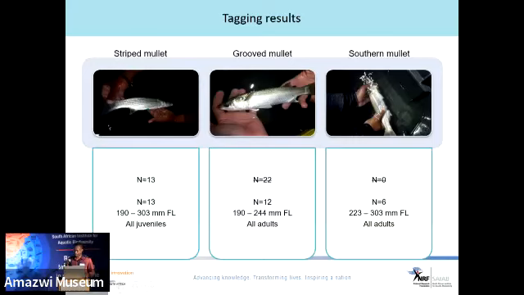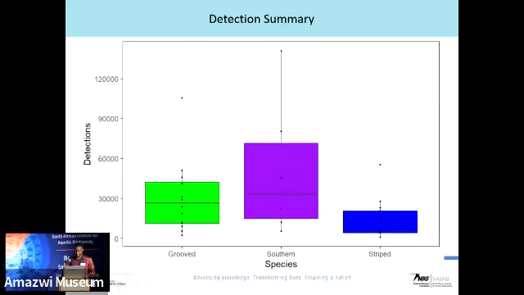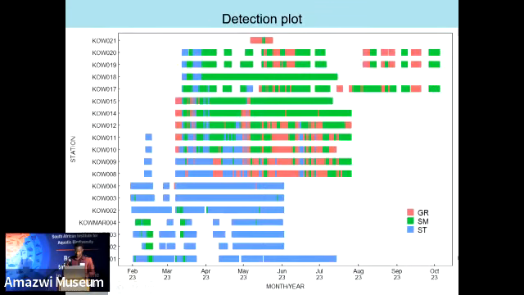Surprisingly, we also caught 6 southern mullet, which were not part of the initial study, and we also caught a blue spot mullet. Coming to the data, as you can see from the graph here, we have detections. We've had many detections so far since we started tagging in February. You can see the variation in the detections of each species and between individuals.